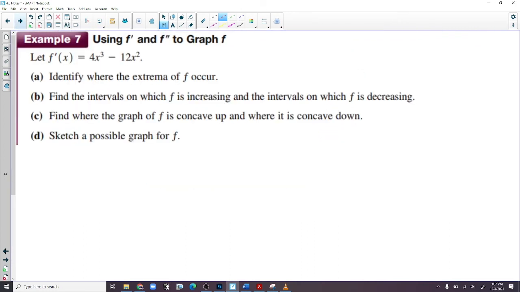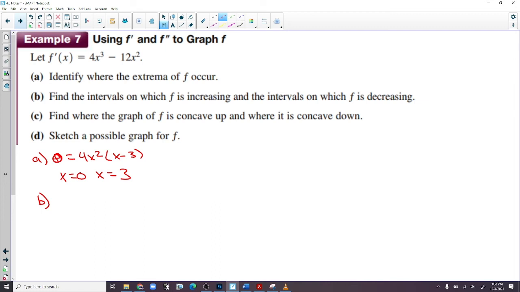Using f prime and f double prime to graph f. Let f prime of x equal 4x to the third minus 12x squared. A, identify where the extrema of f occur. So let's set the derivative equal to 0, and I can take out a 4x squared, which is x minus 3. So x equals 0, x equals 3. Identify where the extrema of f occur: x equals 0 and x equals 3. That's where they can potentially occur, I should say.